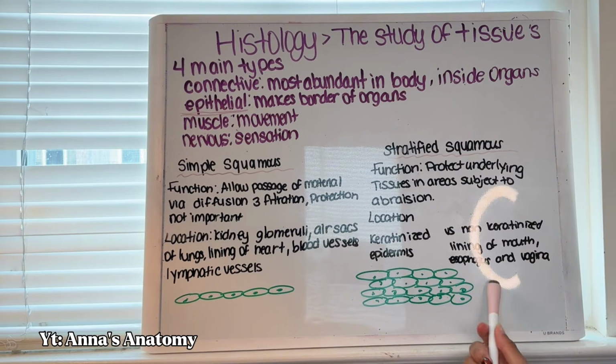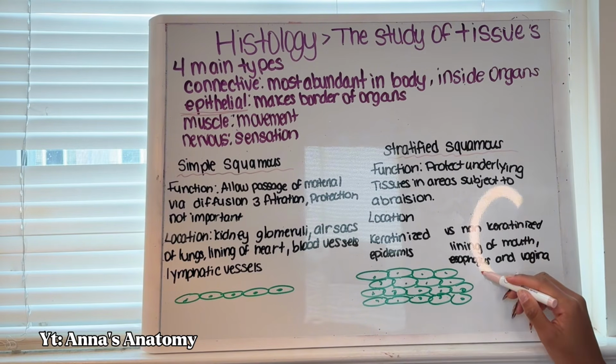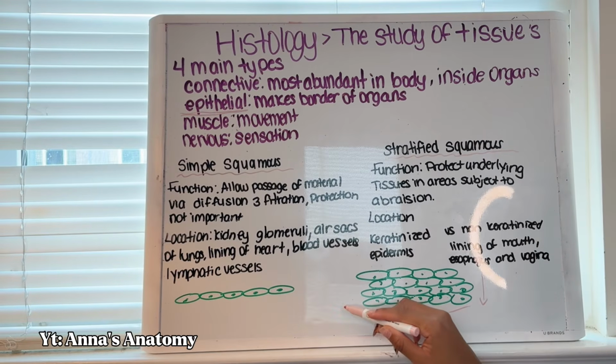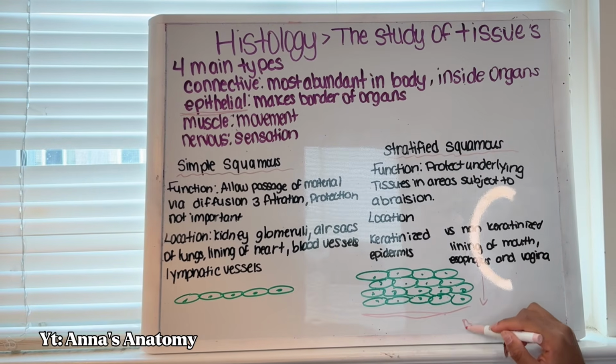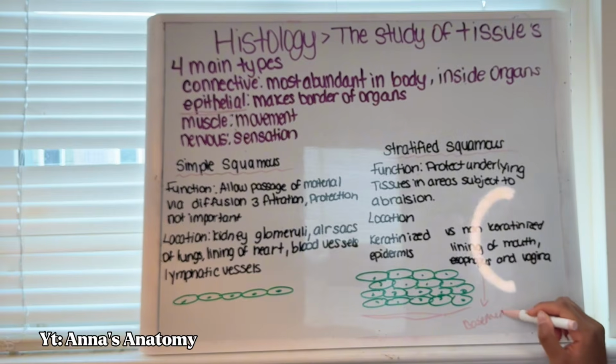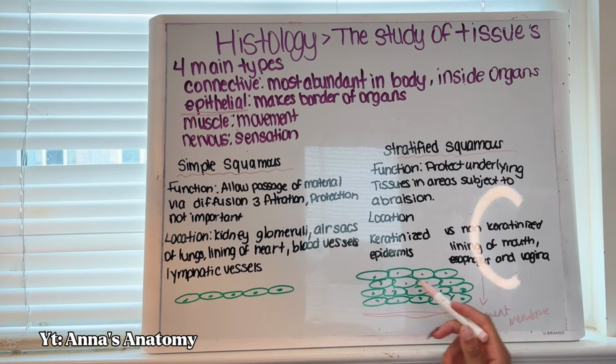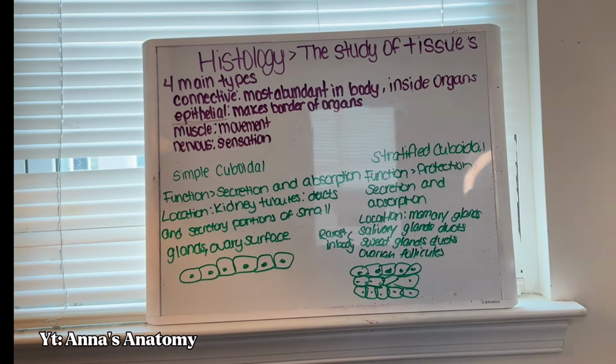Okay, and this is what they look like. It's literally stacked layers on top of each other, and they would all be connected to the basement membrane. The bottom layer is connected to the basement membrane. Okay, so this is what they look like, and this is where they are. Next, we'll move on to cuboidal. Simple cuboidal versus stratified cuboidal.